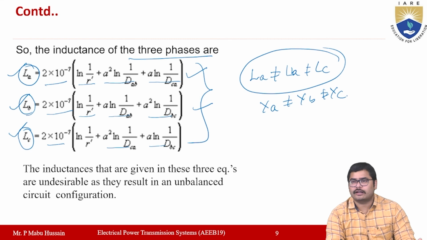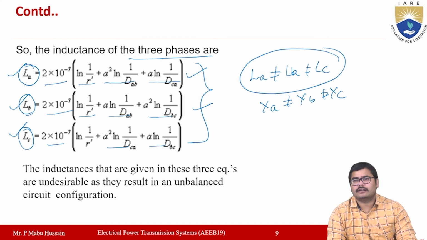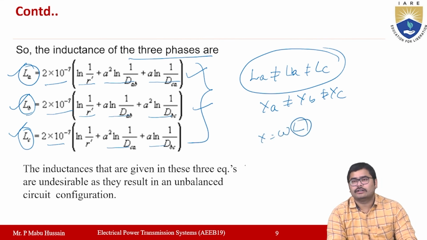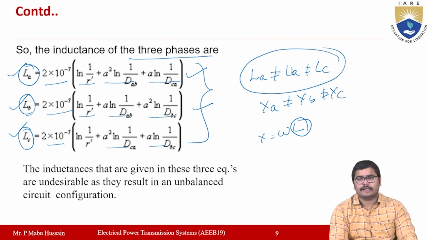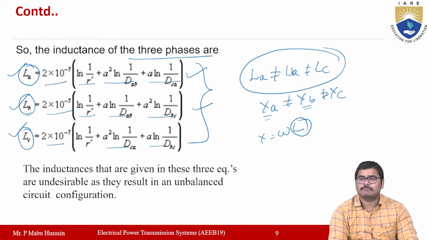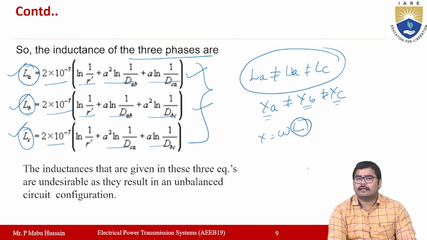When the inductances are not the same for each phase, then reactance X will be equal to omega into L, which depends upon the inductance of that particular line. So if you calculate the reactance of phase A, which is XA, that value will not be equal to XB, and that value is not equal to XC. The inductances are not the same in all three phases for a three-phase asymmetric line, so the reactances also will not be the same.